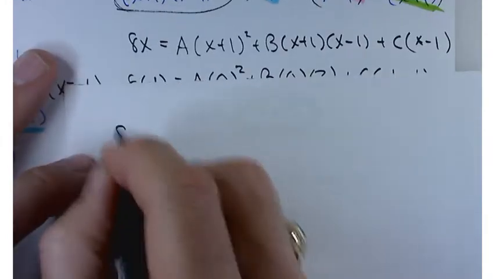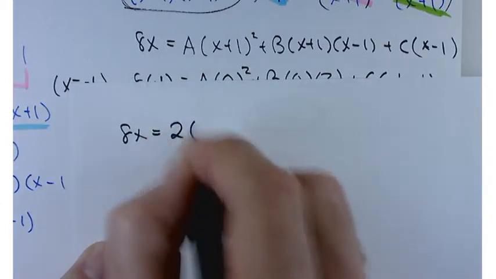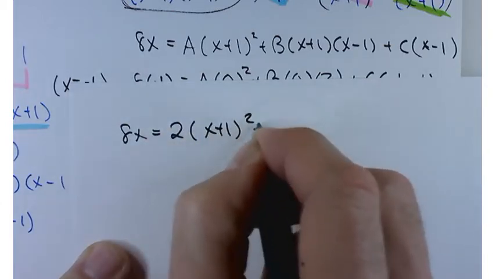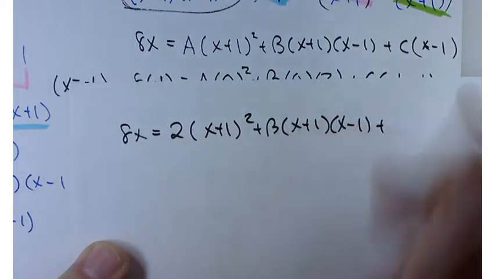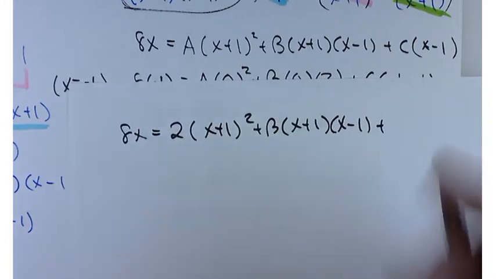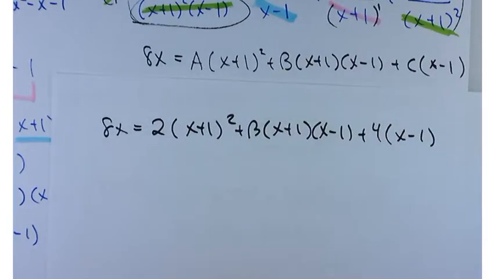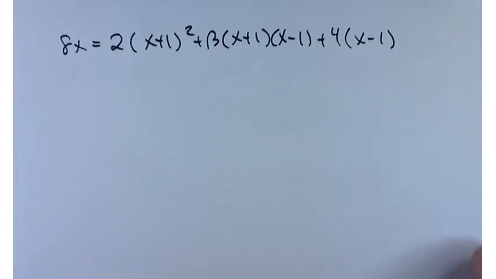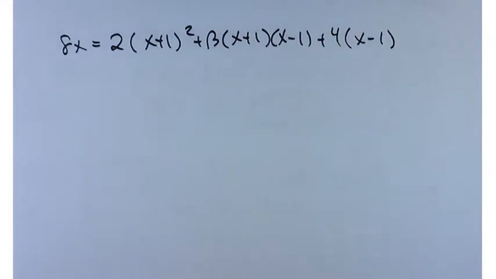So this becomes 8x, and a was 2, equals 2 times (x plus 1) squared, plus b times (x plus 1) times (x minus 1). And c was what, 4? Yeah, c was 4. So 4 times (x minus 1). Now, this equation holds for any value of x. So the clever thing to do is to pick an easy value of x and then solve for b.